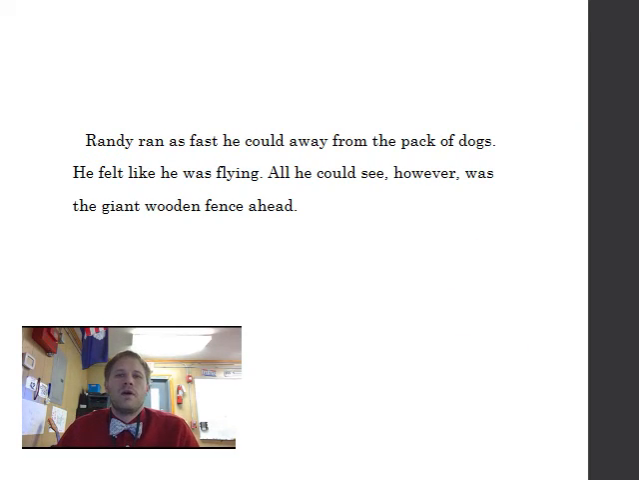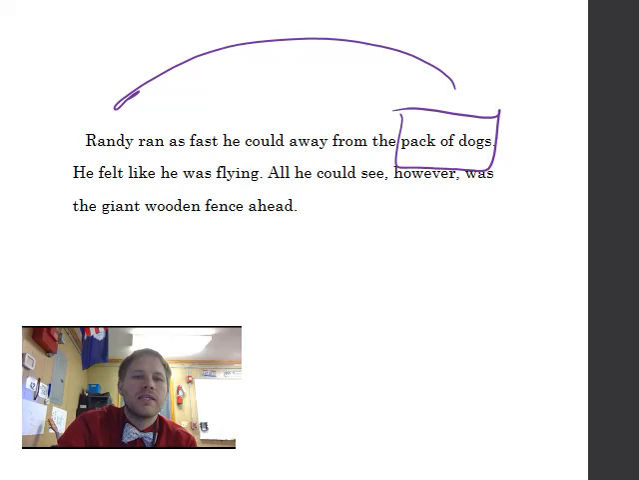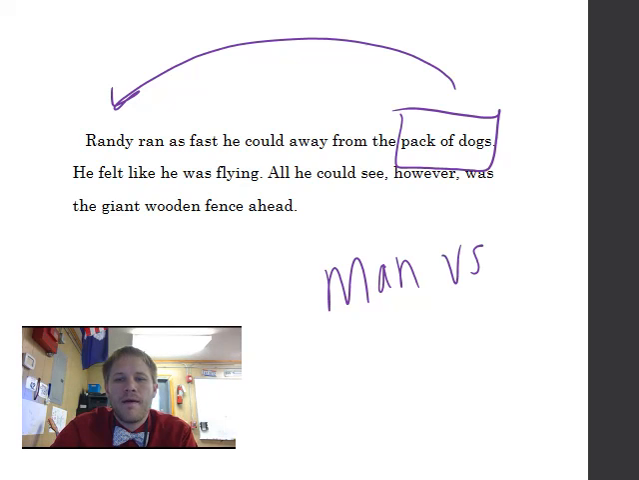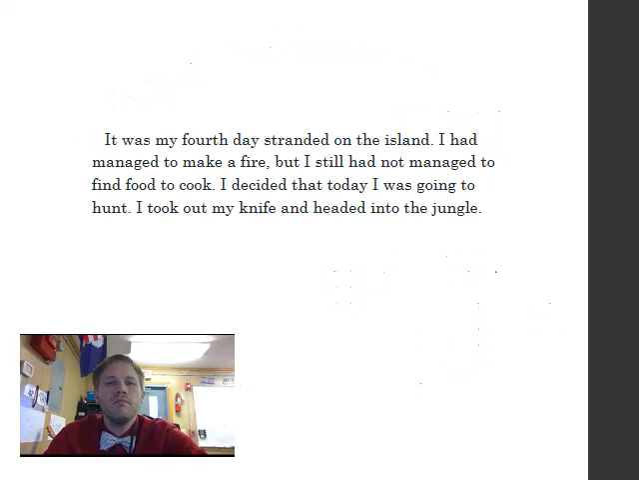Let's look at this one. Randy ran as fast as he could away from the pack of dogs. He felt like he was flying. All he could see, however, was the giant wooden fence ahead. Same situation. It's just that rather than a storm or being alone in the woods being the problem, this time we have a pack of dogs. So if you see animals, and they are truly animals going against a character, think about that recent movie where the guy gets in the fight with the bear. The Revenant is what it's called. That's man versus nature. So this will be a perfect example: main character against a pack of dogs, right? This one.